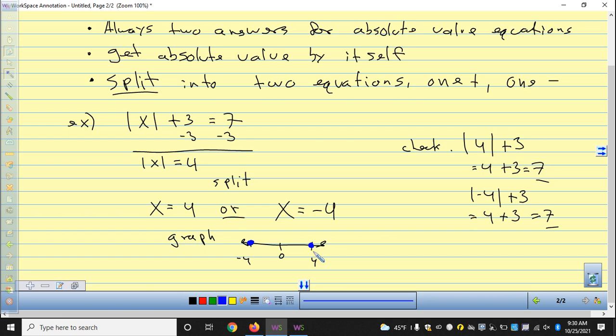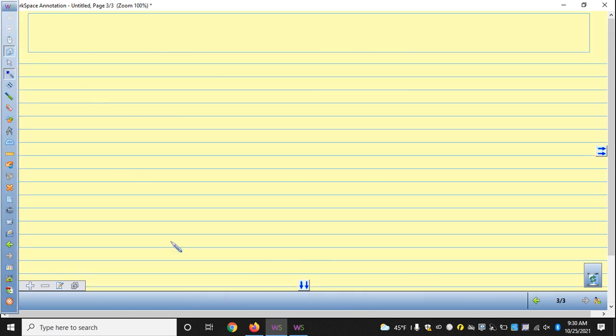All right, questions on what we did there? Everything's the same until we get the absolute value by itself, and then we split it into two equations, one with a positive, one with a negative. All right, let's look at another one, a little more complicated.